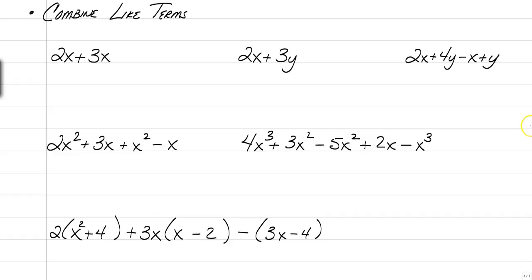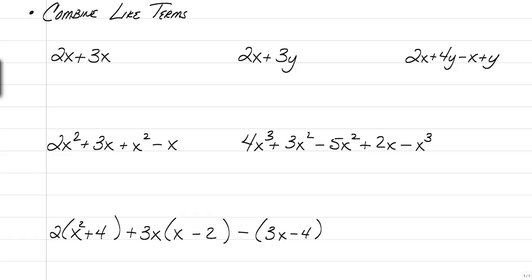Combining like terms basically means you are only allowed to add and subtract terms of the same flavor. So you can only combine your x's. You cannot combine x's and y's. You can only combine x squareds. You cannot combine an x squared with an x. If you add 2 apples to 3 oranges, you don't have 5 bananas. You just have 2 apples and 3 oranges. So just keep that in mind when you are combining like terms.